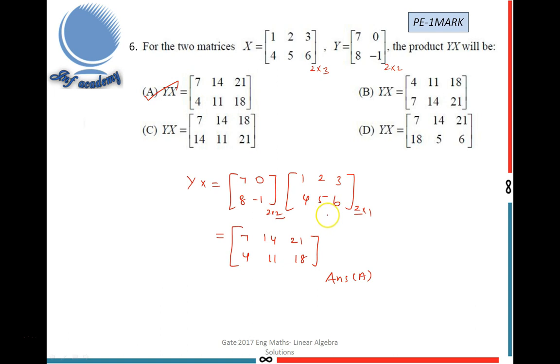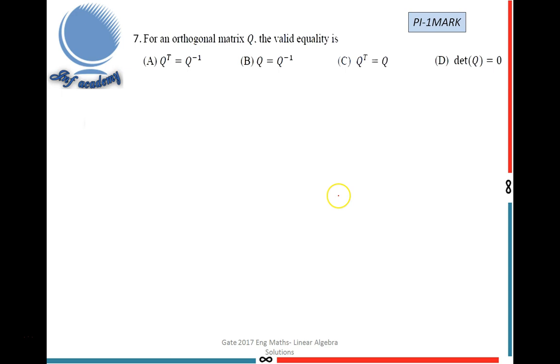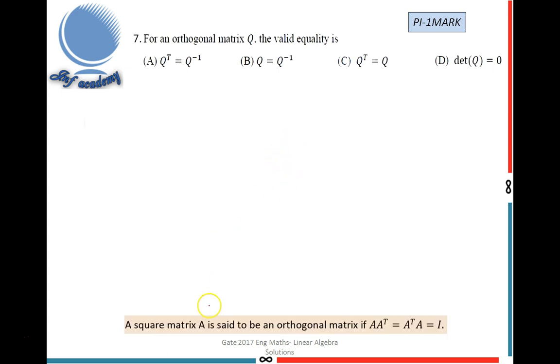Next, let's move on to the seventh problem. For an orthogonal matrix Q, the valid equality is. This question is from the PI department. It has 1 mark. First I explain the orthogonal matrix definition. You can see it on the screen. A square matrix A is said to be an orthogonal matrix if A into A transpose equal to A transpose into A equal to I.